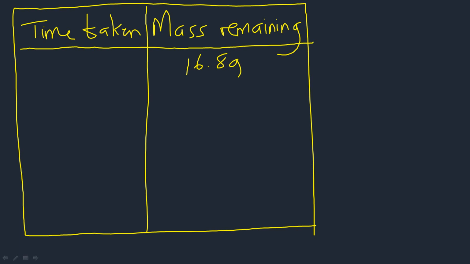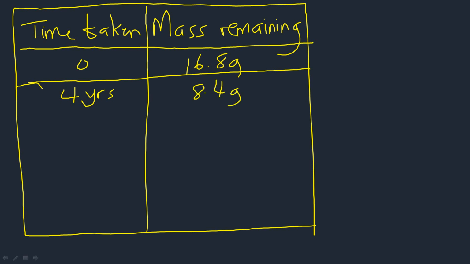So, initially, the time is 0. Now, after the half-life is 4 years. So, after every 4 years, this will be half. What is the half of 16.8? 16.8 divided by 2, you get 8.4 grams.